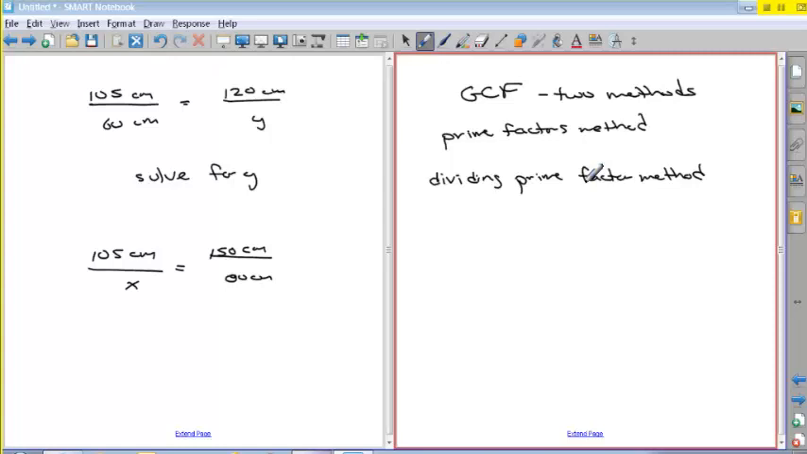And there's corresponding procedures to find the lowest common multiple, least common multiple. Then there's the prime factors method, there's the dividing prime factors method.